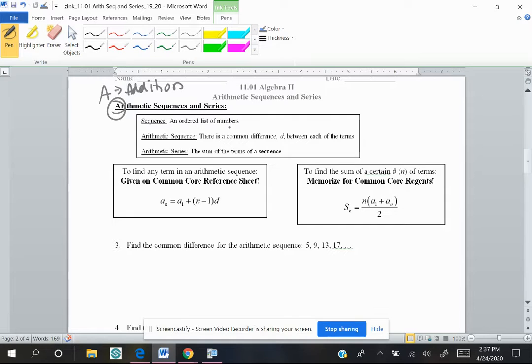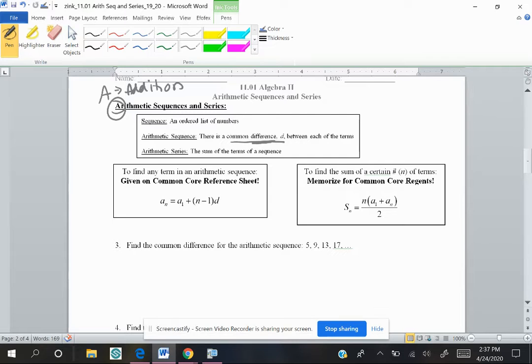So a sequence is an ordered list of numbers. Arithmetic means you have a common difference, d, between each of the terms. Difference you get by subtracting. So a common difference means what you add to each number to get to the next number. And a series is the sum of the terms of a sequence. So it's taking all of those numbers and adding them together.